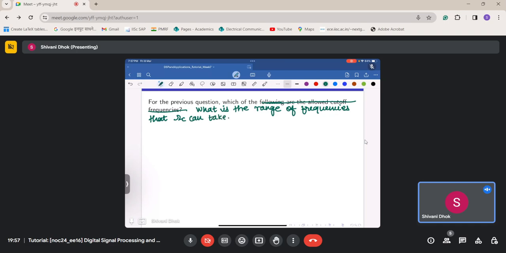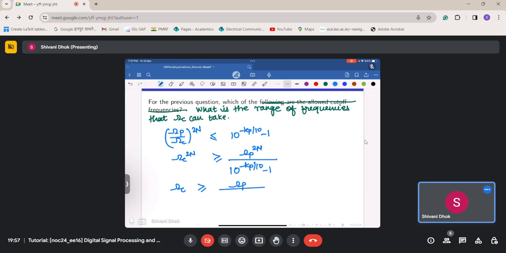Okay, so now again I will get back to the good old relations that we had. We had (omega p upon omega c) to the power 2n less than or equal to 10 to the power minus Kp by 10, minus 1. So this I can write as omega c to the power 2n greater than or equal to omega p to the power 2n upon 10 to the power minus Kp by 10 minus 1, which means that omega c is greater than or equal to omega p upon (10 to the power minus Kp by 10 minus 1) to the power 1 by 2n.